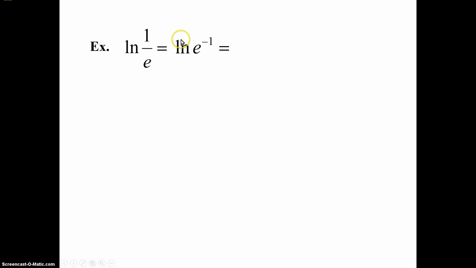Now remember what I said about natural logs. It has a base of e. So there is an understood e right here. Even though you don't see it, there is an understood e. Now, what did we say about this understood e and this e raised to a certain power? It's as if the e here and the understood e here cancel out, leaving you with just the exponent, which happens to be negative 1. So that is my answer, negative 1.